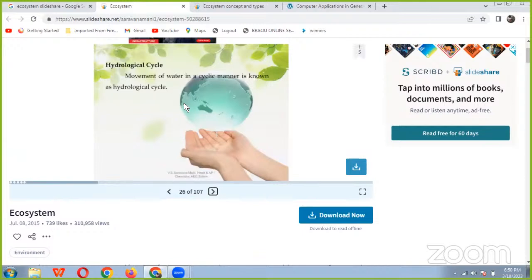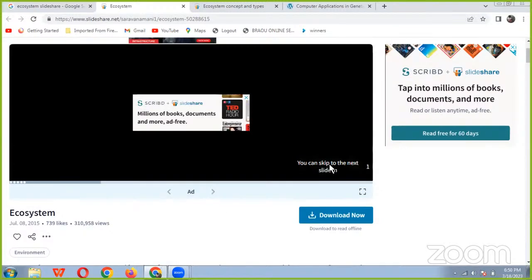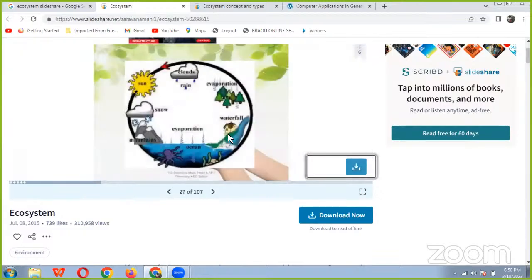Hydrological cycle: the movement of water in a cyclic manner is known as the hydrological cycle. See this diagram of the hydrological cycle. For example, water evaporation, next rainfall. Mainly water from the oceans and some of the lakes goes through the evaporation process, forming clouds. Plants also evaporate water. Evaporation, then rain: a cyclic process.